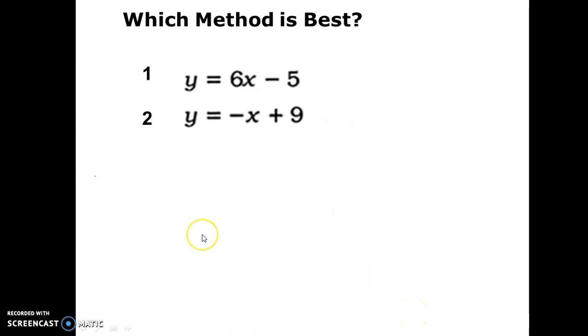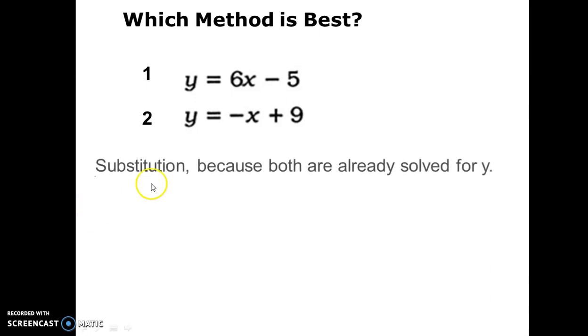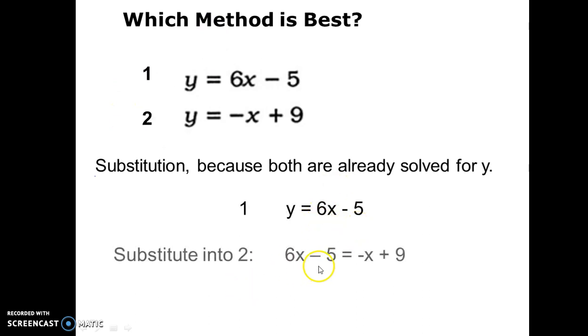All right, in this one, let's take a look. Which method is best? Ponder that for a second. Well, I think definitely substitution again, because both of these are already solved for y. And if these are solved for y, then you can just make a quick substitution. So what I'm going to do is, here's equation 1, and here is equation 1 substituted into 2. In other words, this y value here has been substituted to replace this y here. And we're left with basically setting the two lines equal to each other. And you proceed from there.